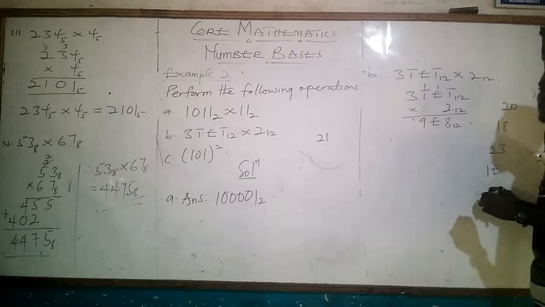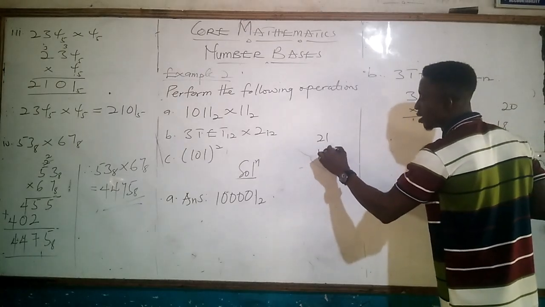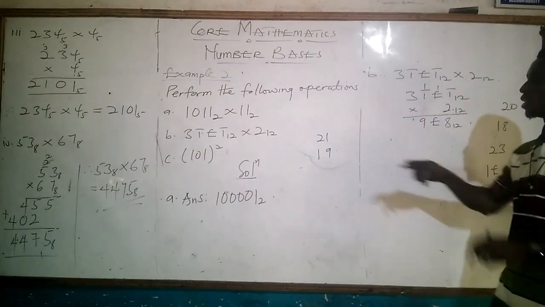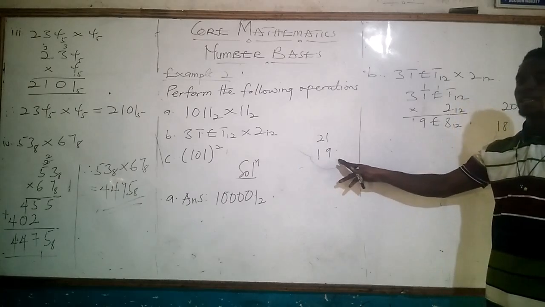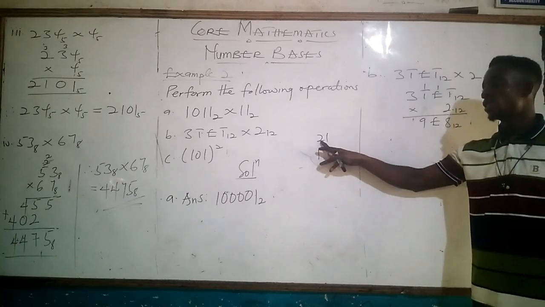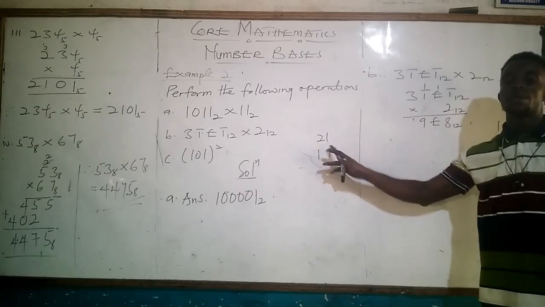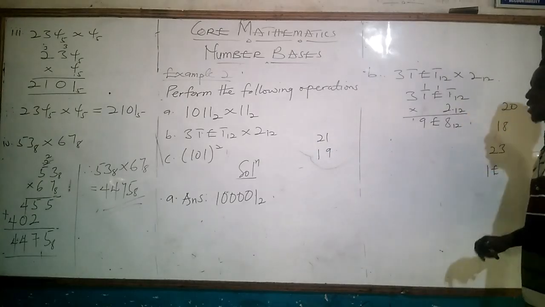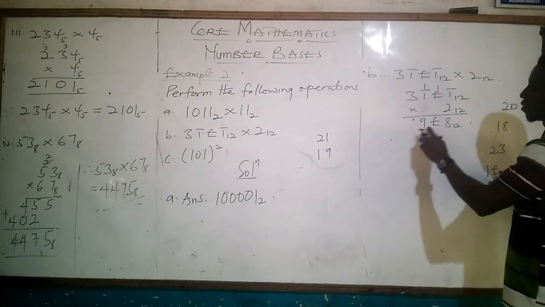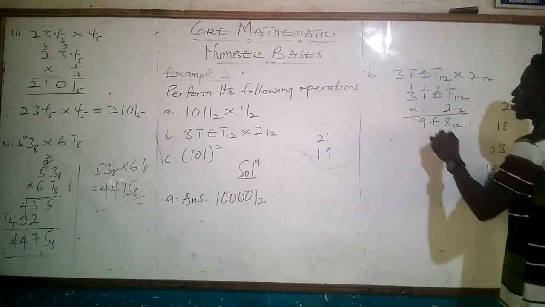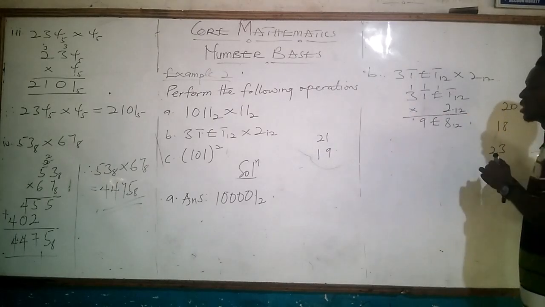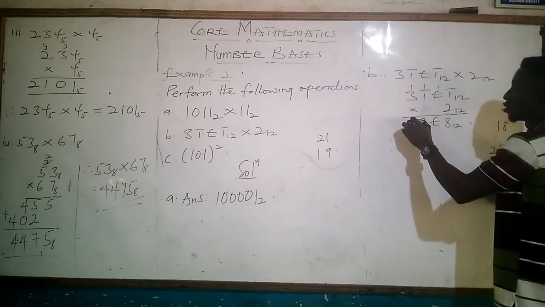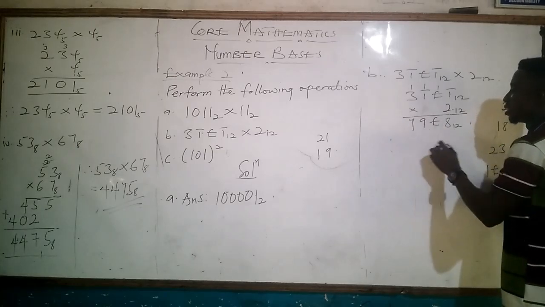Are we getting that? So I'll have 1, 9, because when I convert this one to base 12, 12 will go into this one 1 time, then remainder 9, or 9 units. Are we getting that? So that is what I've written, and I'm carrying the 1 forward. Then 2 times 3 is what? 6 plus 1 is what? 7. Are we getting that?